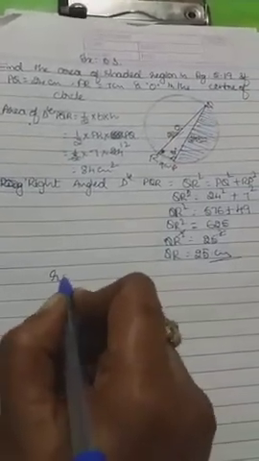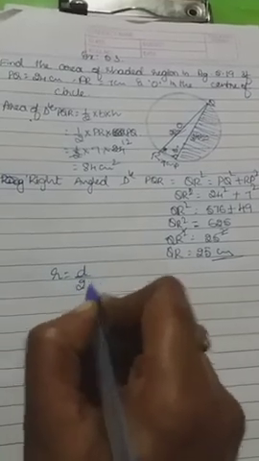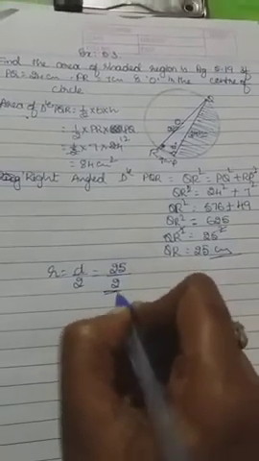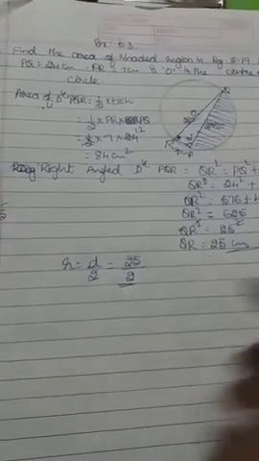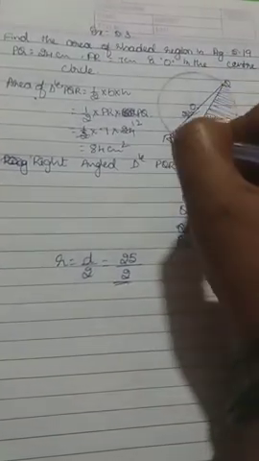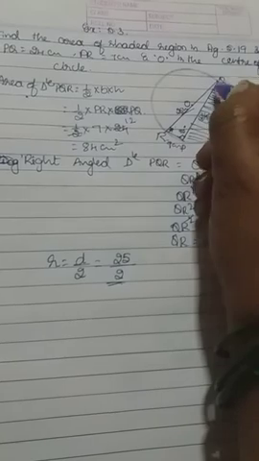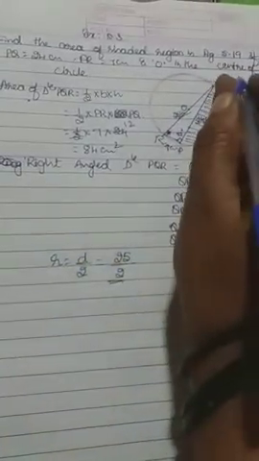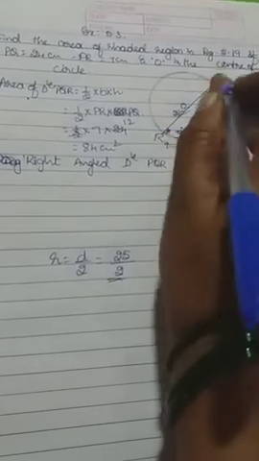Next, QR is the diameter also, so we can find the radius: r is D divided by 2. D we got, 25, divided by 2. Next we have to find the area of the semicircle. This is called a semicircle, in the sense half of the circle. This part is also a semicircle and this part is also a semicircle. Two semicircles equal one circle. So here this shaded portion is in the semicircle only.